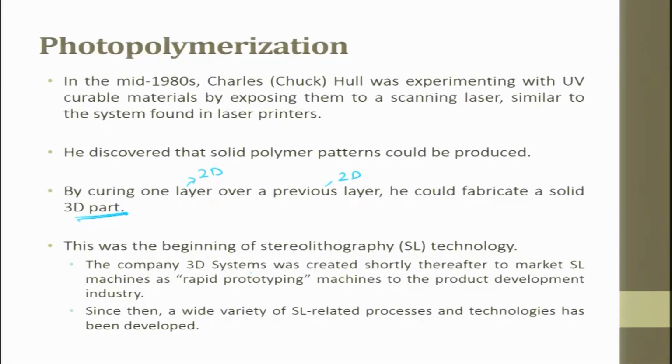The company 3D Systems was created shortly thereafter to market SL machines as rapid prototyping machines to the product development industry. So, you can quickly develop. Why can you develop quickly? The process starts from CAD, it goes to the machine, and these are rapid prototyping machines wherein you get the output. So, this tries to reduce the product life cycle. Since then a wide variety of SL related processes and technologies have been developed.